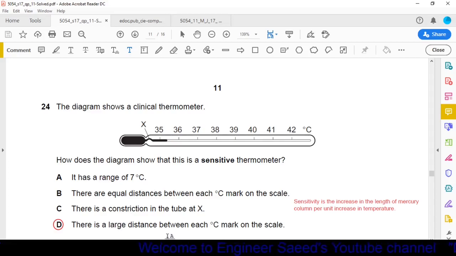There is a large distance between each degree centigrade mark on the scale. If this difference is less, then it will be called less sensitive, and if the difference between the unit temperature rise is more, then it will be called more sensitive. So option D is the correct one.